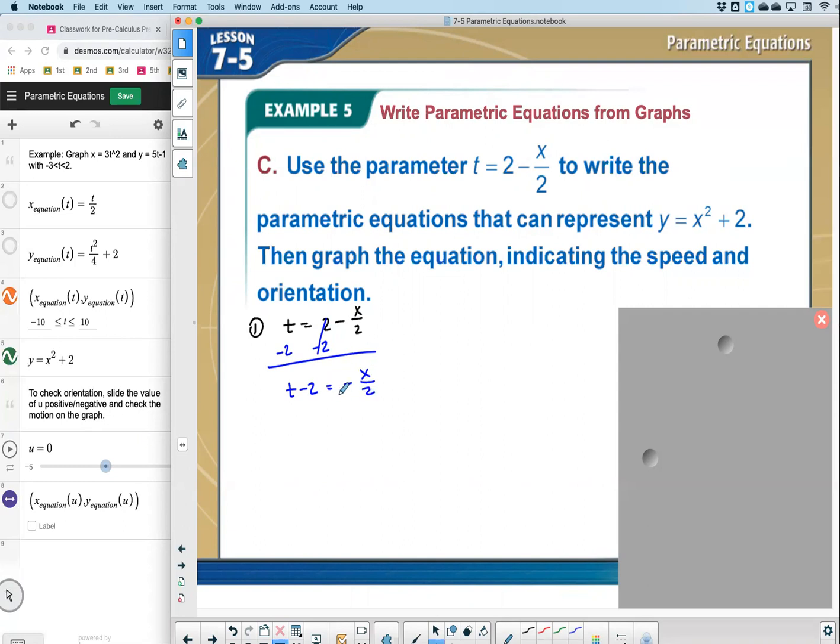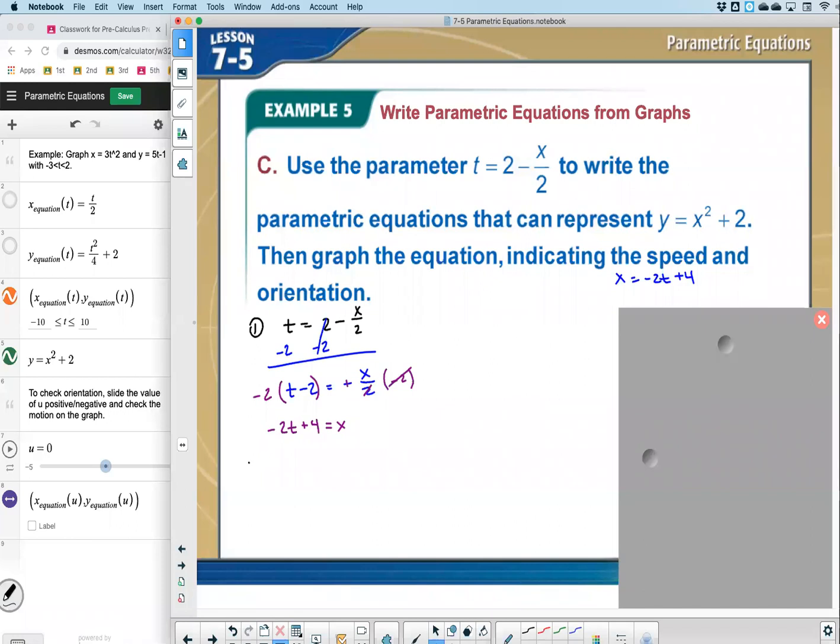Now I'm going to do two tricks in one, because I can eliminate this in one step. What's the opposite of dividing by 2? Multiplying by 2. But if we think of this as x divided by negative 2, you'd multiply by negative 2, and that will get both of them. So I'm going to multiply by negative 2 here. These values simplify, and I'm left with negative 2t plus 4. So that's our x equation: negative 2t plus 4.